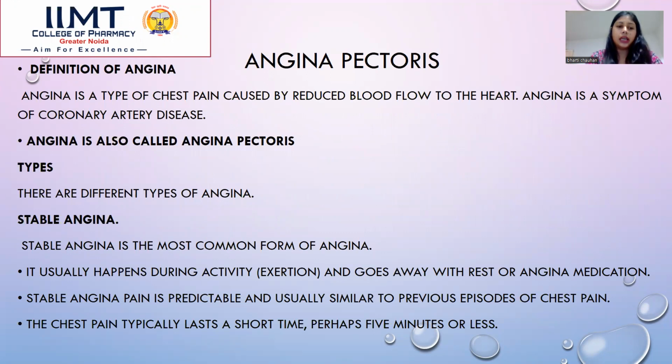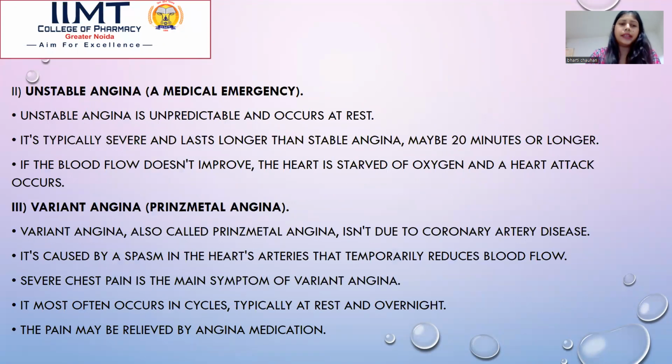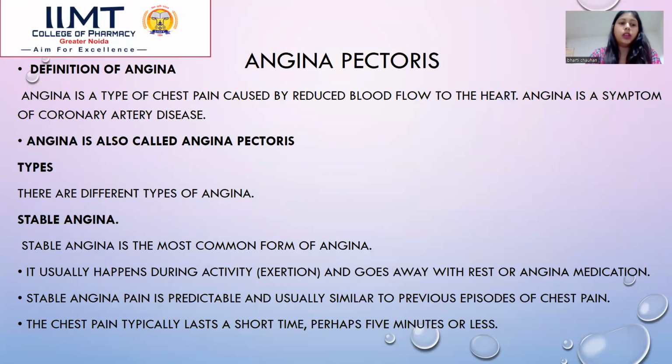There are basically three types: stable, unstable, and variant angina. So, first of all, what is stable angina? Stable angina is the most common form of angina. It usually happens during activity or exertion, and goes away with rest or angina medication. Stable angina pain is predictable and usually similar to previous episodes of chest pain. Chest pain typically lasts a short time. It is not a long-lasting condition. It may remain for 5 minutes or less than 5 minutes.